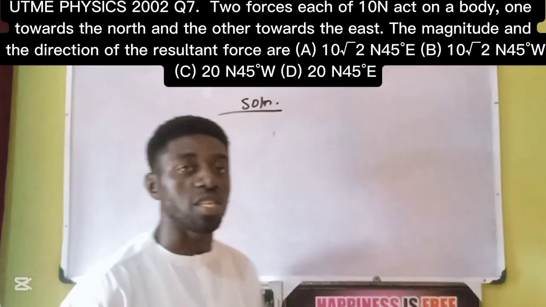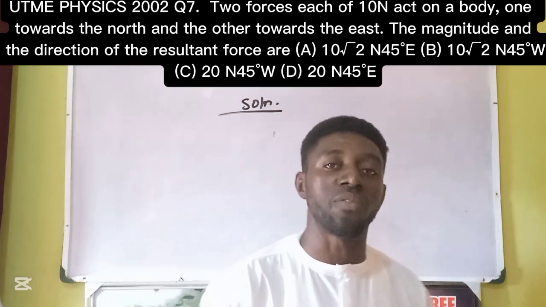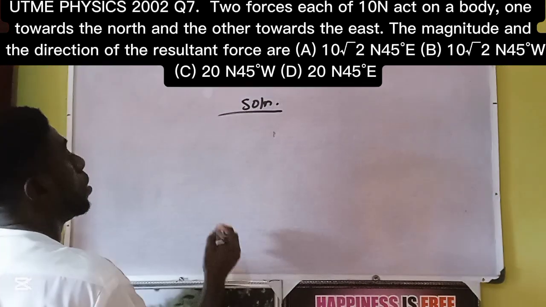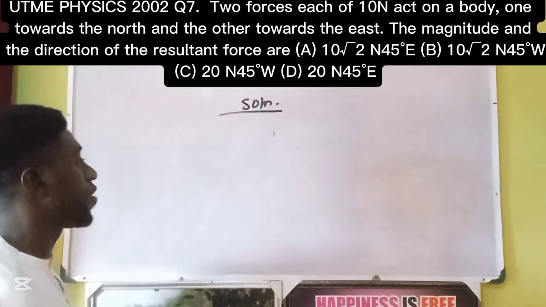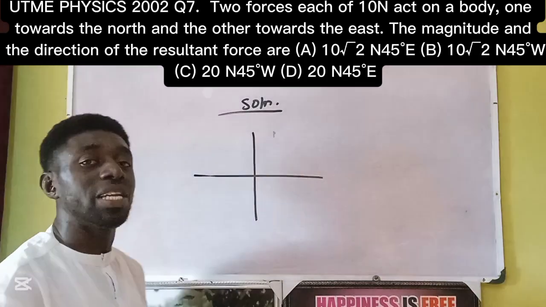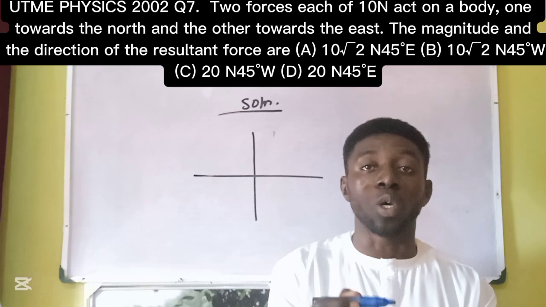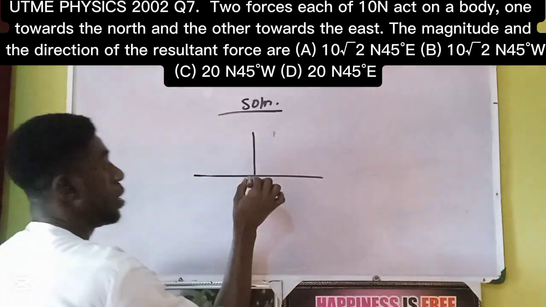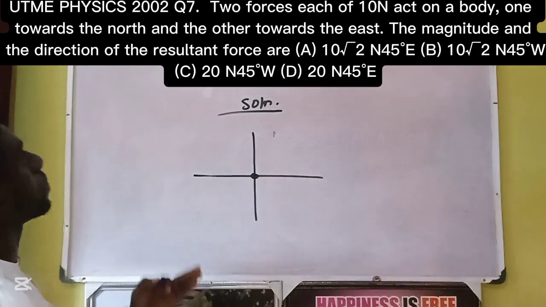Here we have two forces. Each has a magnitude of 10 Newton and the directions were given. Recall, one is going due north and the other is going due east. What do we do? First of all, draw your cardinal points to make it easy. Where the journey begins is the origin. Your position begins from the origin. So the body is still here when no motion has occurred. Then let's start the motion.